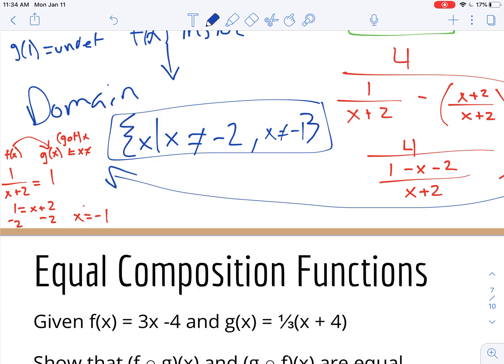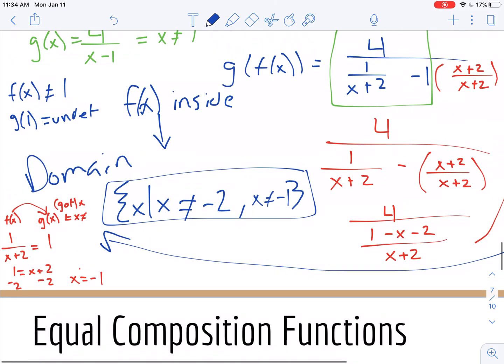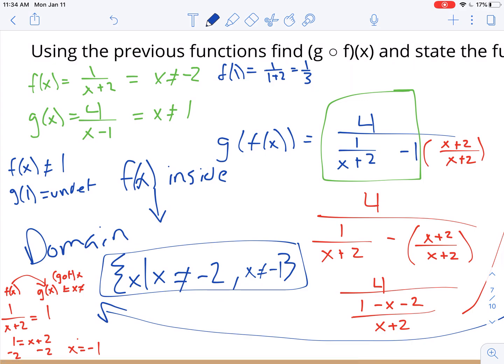So what x value do I plug into f of x that makes it equal to positive 1? And when I look here, 1 over negative 1 plus 2, that's 1 over 1. That gives me an f value of 1. That's not okay. I can't plug this in. So my domain here is all values of x, where x cannot be equal to 2 and x can't be equal to negative 1. And I had to figure out, okay, what is my value of x that I plug into f of x that's not going to work for g of x?